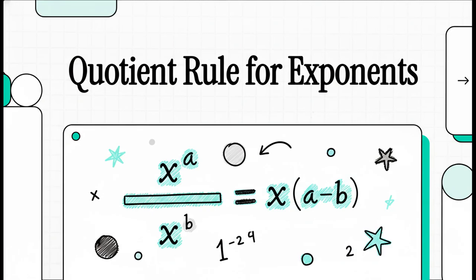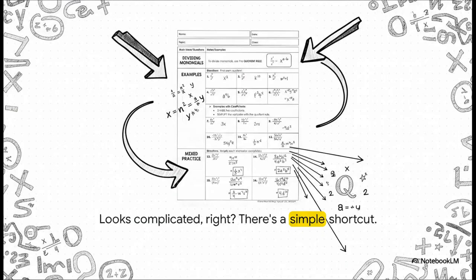Ever feel like algebra is just one long, complicated problem after another? Well, today, we're going to crack open a huge shortcut called the Quotient Rule for Exponents. Trust me, it's a total game changer for simplifying division, and in just the next few minutes, you'll see exactly how to use it. So, take a look at this.